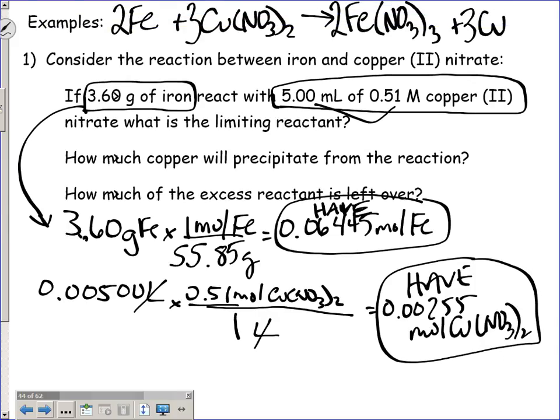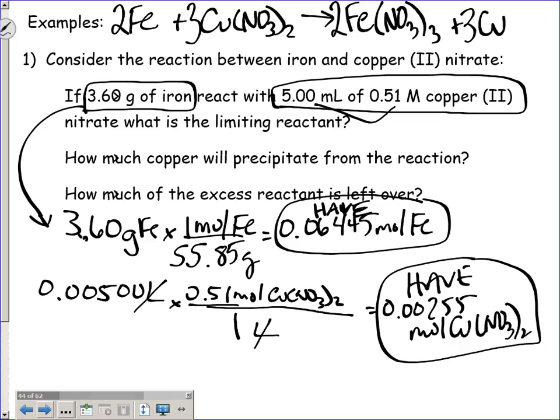For example, if I have 2 pieces of bread, how much peanut butter do I need to make a sandwich? 1. So you're comparing, because that one's easy. If I had 4 pieces of bread, how much peanut butter would I need? 2. And you're doing that because you know your ratios. Well, these ratios are a little bit foreign to us. It's hard to think about. But if you have 0.00255 of this, I require a 2 to 3 ratio of the iron to the copper 2 nitrate. I require 2/3 of that amount.